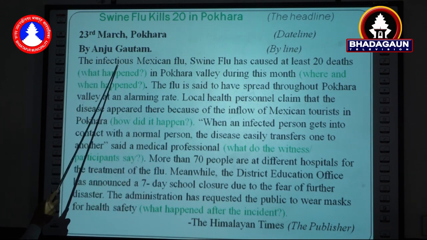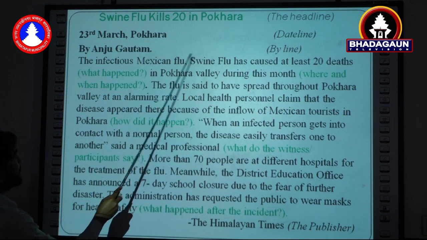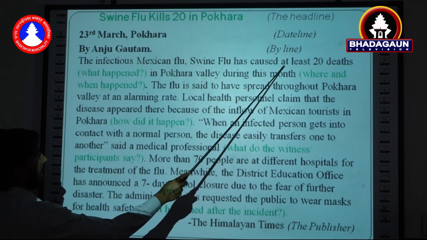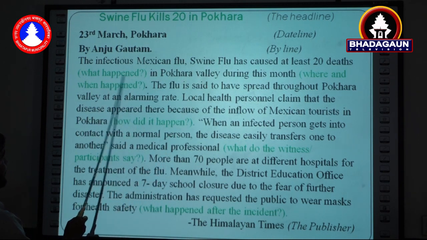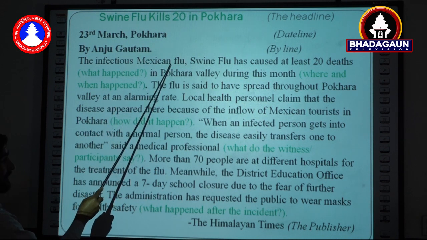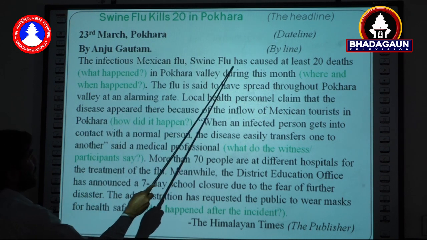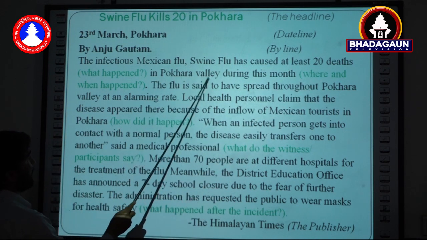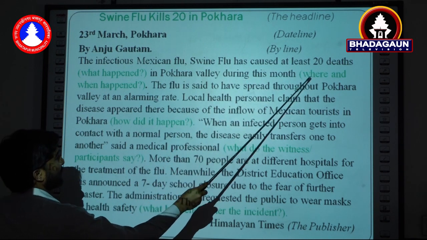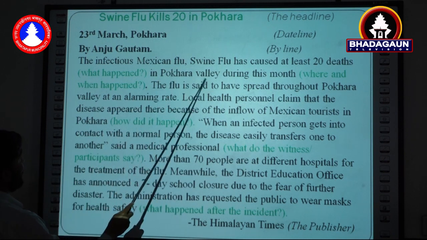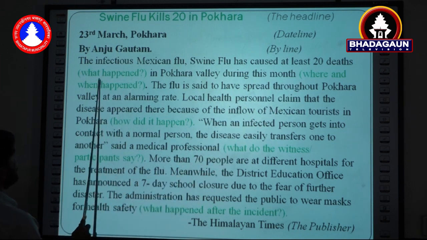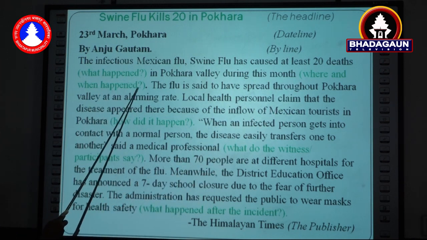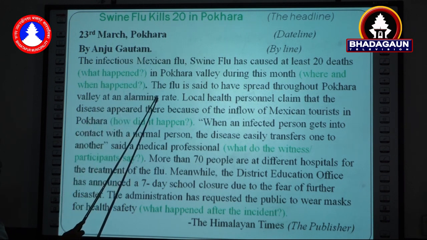So the infection, Mexican flu, also called swine flu, has caused at least 20 deaths in Pokhara Valley during this month. What happened, right? This is the most important question that is written in the lead. Where and when did it happen? Where means Pokhara Valley, when means during this month. Three questions, what, where and when, are answered in only one sentence, giving the important message that is called the lead.